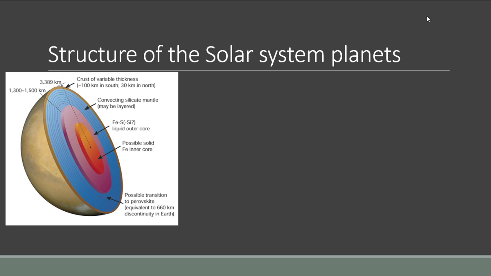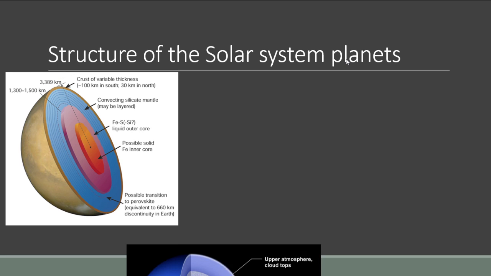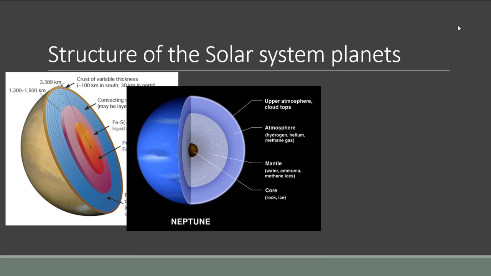planets. So this is Mars. Its internal structure more or less resembles the Earth's structure. There is an iron core, then a mantle, and a relatively thin crust. Neptune. Neptune is an ice giant, and it has 3 main layers.